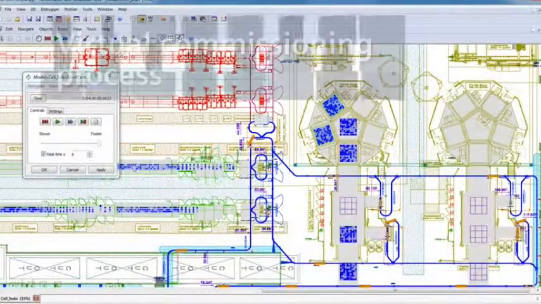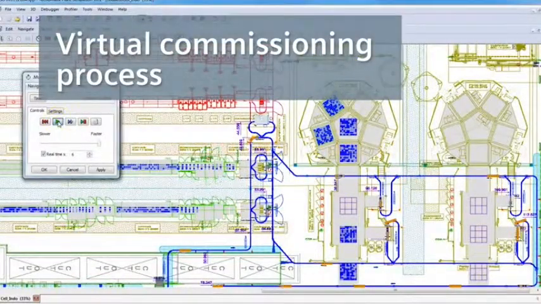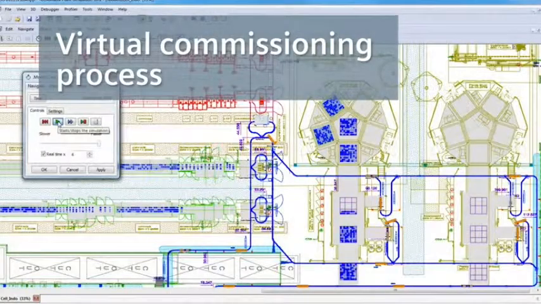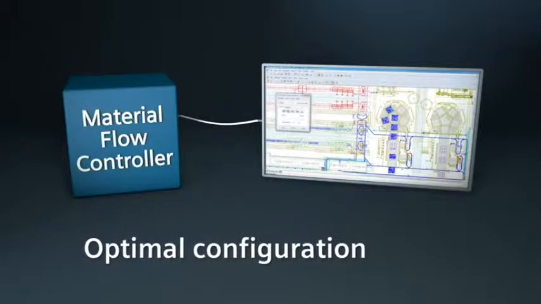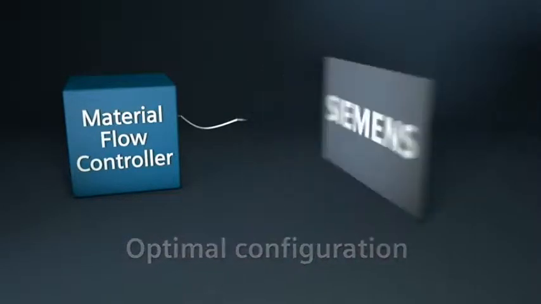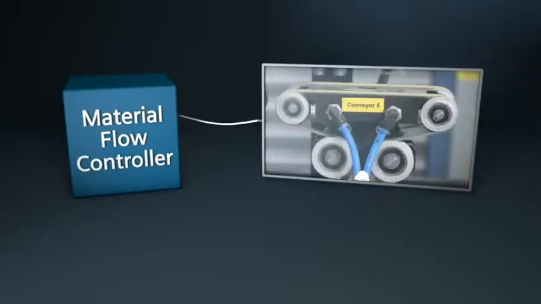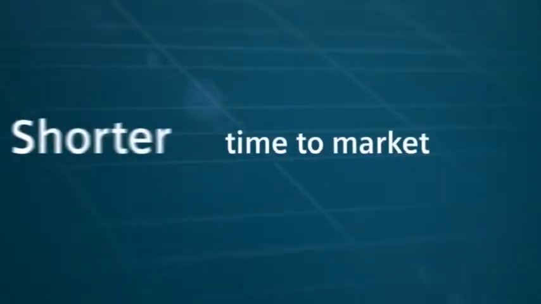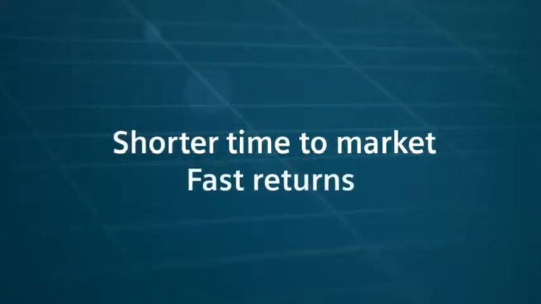The process simulation can be coupled to the automation system in order to perform virtual commissioning. The controller is configured according to the optimized virtual processes. This makes the commissioning of the real production line faster and easier. The time to market can be shortened by up to 50%.